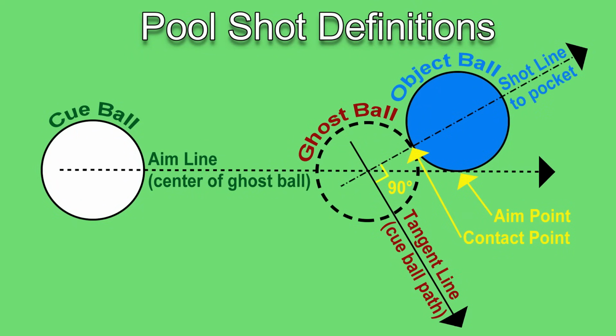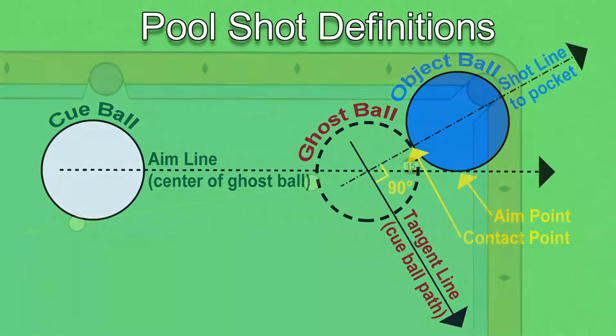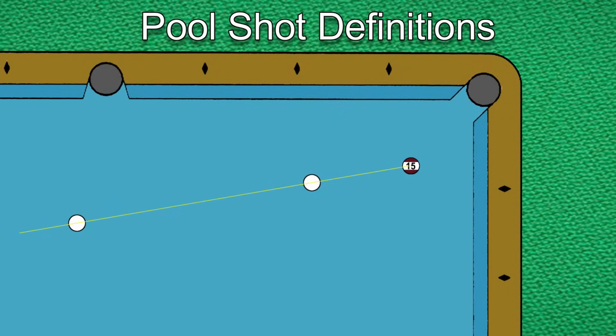Because the aim and contact points are in different places, except for straight-in shots, most pool players find aiming a tricky task to learn. One reason that I think many players have trouble is because of a miscategorization of aim lines. Take a look at this shot.